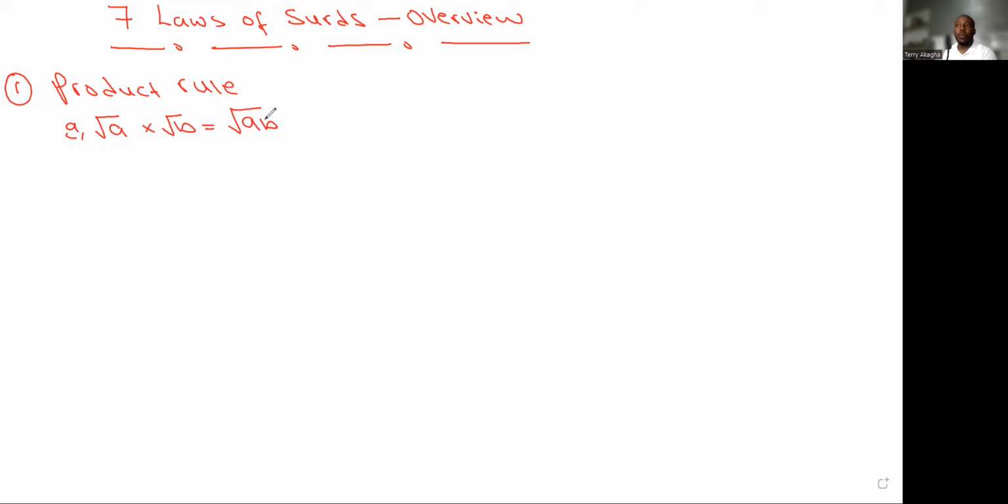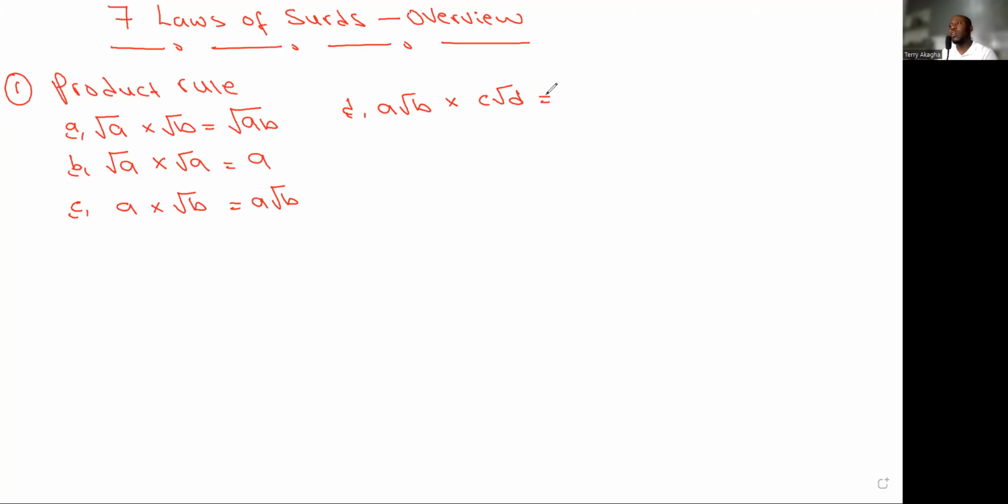Is that okay? So we have square root of A times square root of B will give you square root of AB. The next one as well is that when you have the same surd, square root of A times square root of A, the answer is going to be what? A. All right? Now, when you have a rational number like A multiplied by square root of B, a rational number and a surd is going to give you A root B.